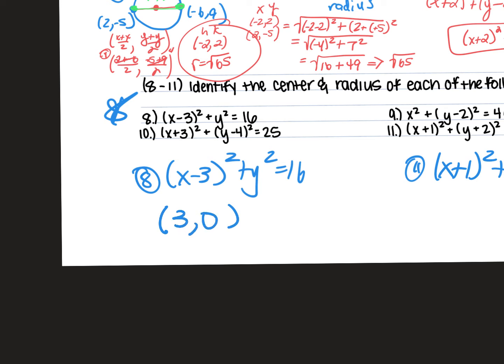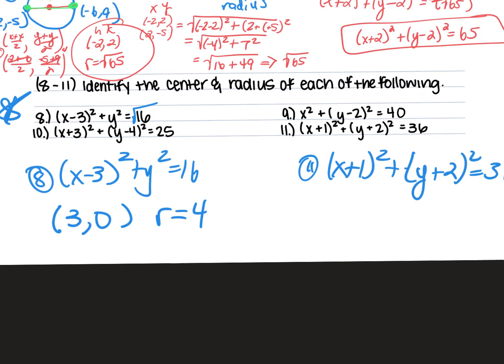3, 0. How did Hannah get that? How come it's not negative 3? It's opposite. Good. And where did you get 0 from? There's nothing being added or subtracted. Good. And then what is my radius? 4. Why isn't it plus or minus 4? Because it's distance, and you don't measure distance in negatives. So we just take the square root of that number, and you get your answer.